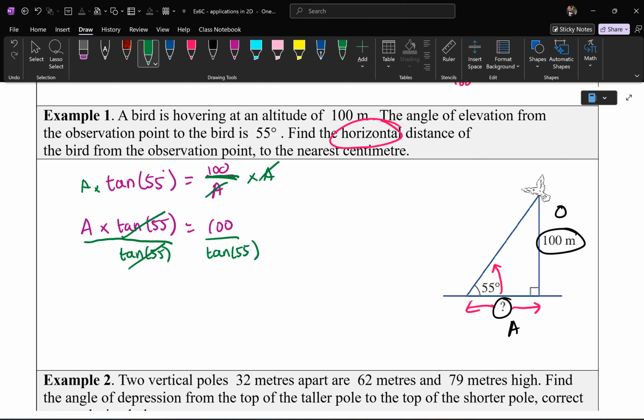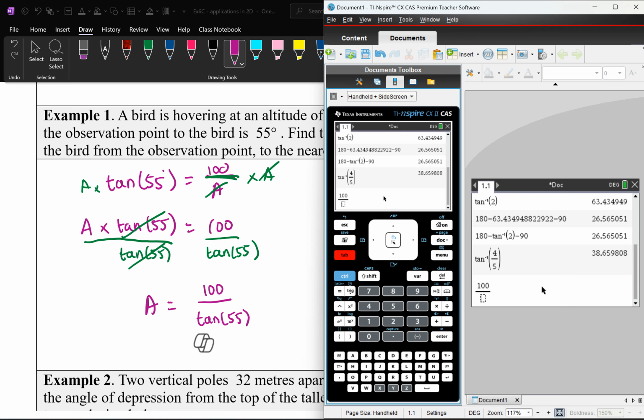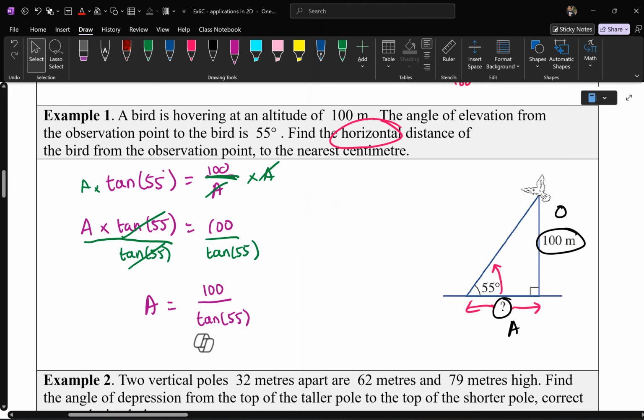Tan 55 divided by tan 55 is 1. Anything divided by itself is 1. So therefore, A must equal 100 divided by tan of 55. Use your calculator. Make sure it's in degree mode. Here we go. Let's check it out. 100 divided by tan of 55 is set to the nearest centimeter.